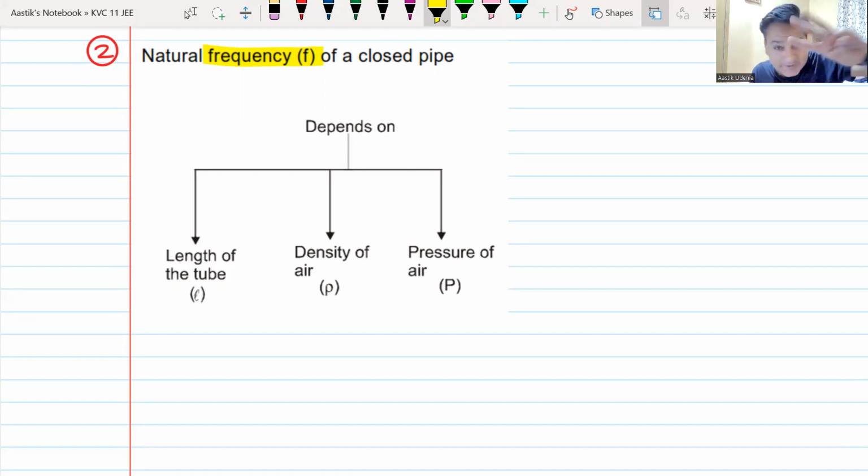It depends on, as you can see, 3 things. If it were 4 things, you cannot use dimension analysis because you only have 3 equations. It depends on number 1, length of the pipe. Number 2, density of air. Number 3, pressure of the air. Can you tell me a possible formula of frequency?